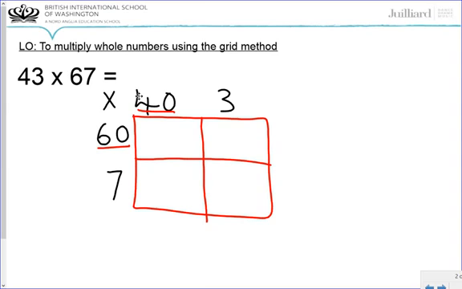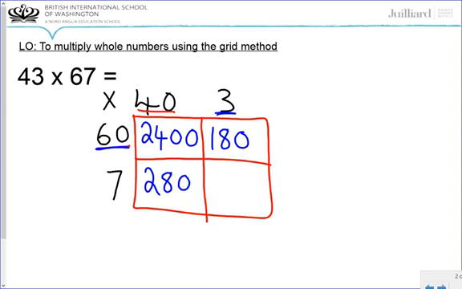6 times 4 would be 24. 60 times 4 would be 240. 60 times 40 would be 2,400. Let's go for now 60 times 3. 6 times 3 is 18. So 60 times 3 would be 180. 7 multiplied by 4 next would be 28. 7 times 40, 10 times bigger, would be 280. 7 times 3 would be 21.